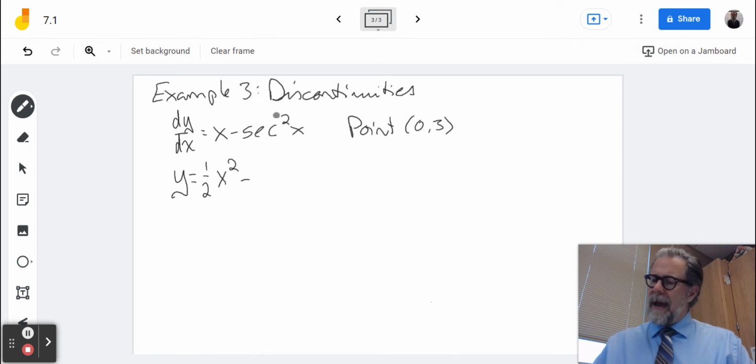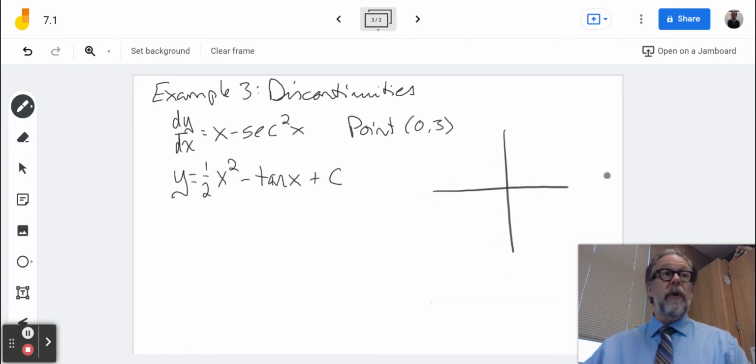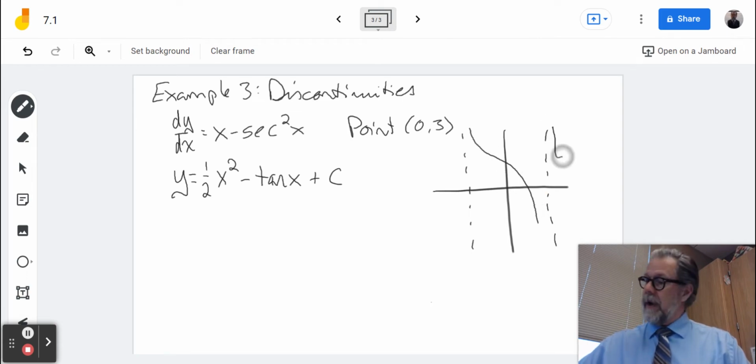And I know that tangent has a derivative of secant squared, which means this will be tangent of x, the antiderivative of secant squared. And I know that I need to add a constant. So let's see what we got here. Before I calculate the value of the constant, I want to take a look at this function because I know that I've got some vertical asymptotes here. And this function looks something like this, and over here it looks something like that. The details are sort of irrelevant.